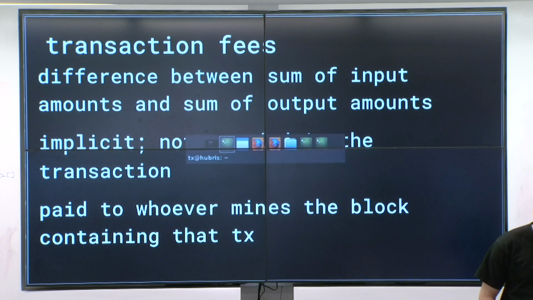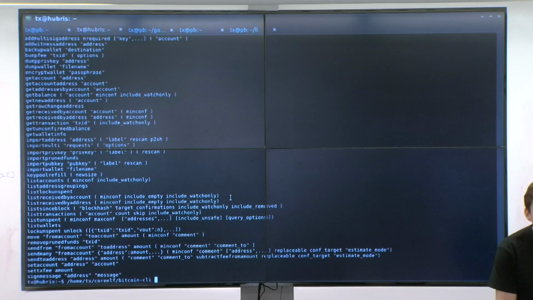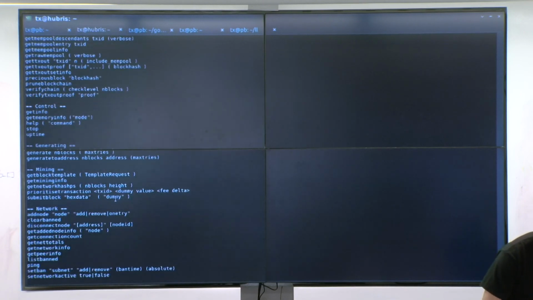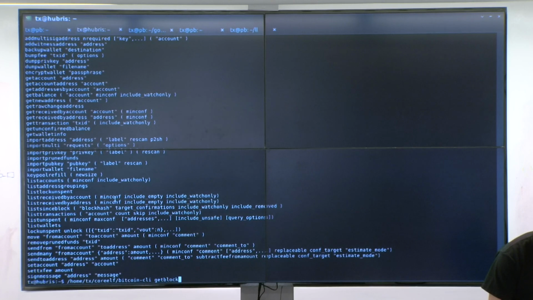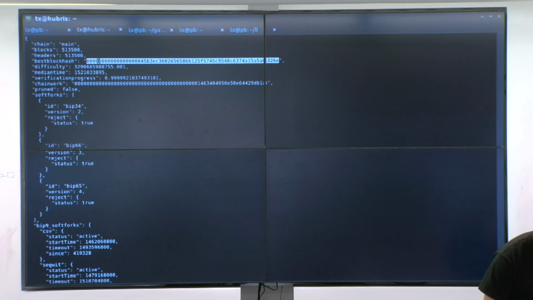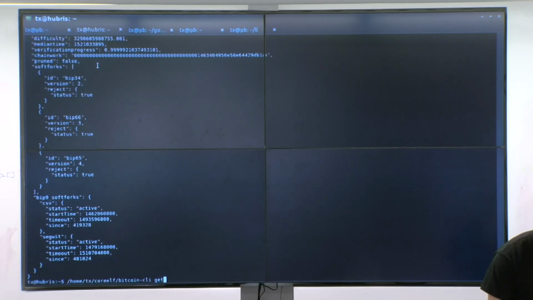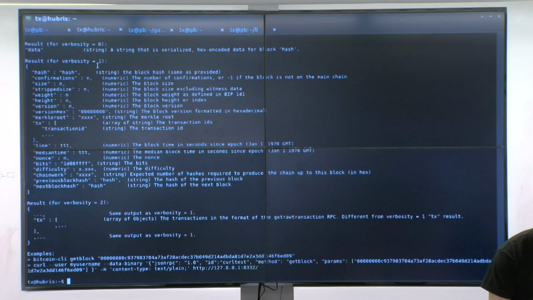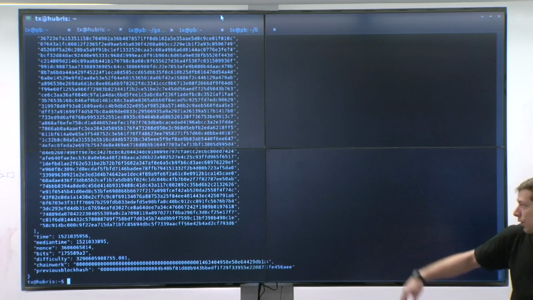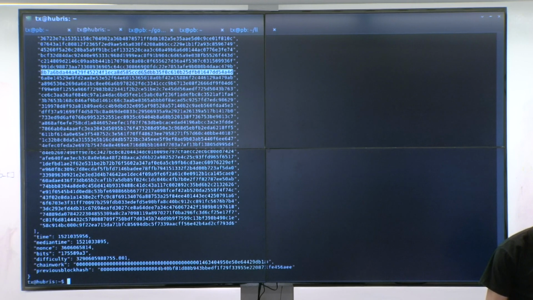So for example, if I want to say, okay, what's the most current block? Okay, get blockchain info. So the most current block is this. And then I can say, okay, get block. Yep, I want to get that block. Okay, there's all the transactions in this block. I can do get block verbose true, and it'll give me all the transaction data. But instead, I can just pick one of these transactions and say get raw transaction.